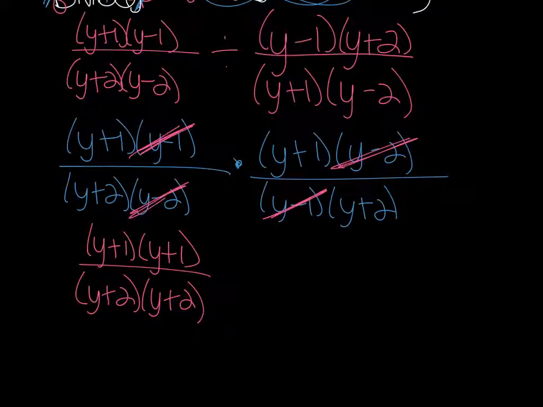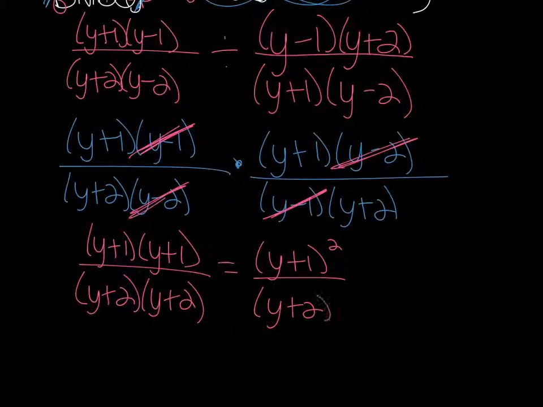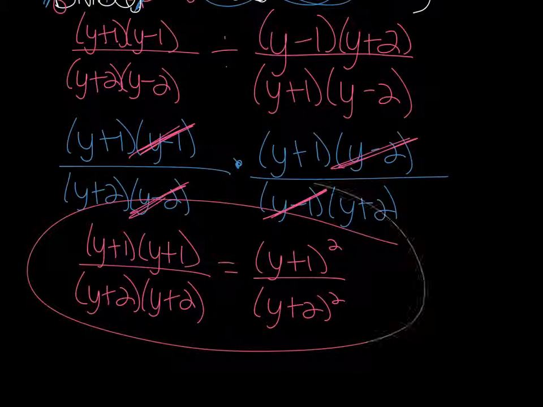Is there another way you could write that, Abby? Y plus 1 squared over y plus 2 squared. Very good. Y plus 1 quantity squared over y plus 2 quantity squared. I do not care which way you write it. It means the exact same thing. I would accept either one.